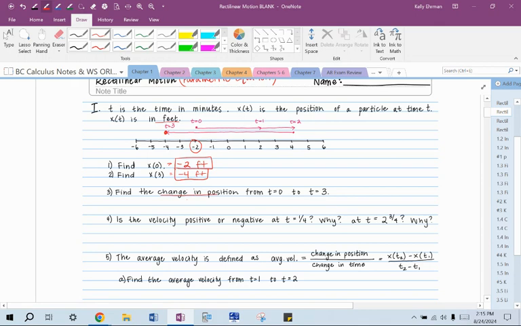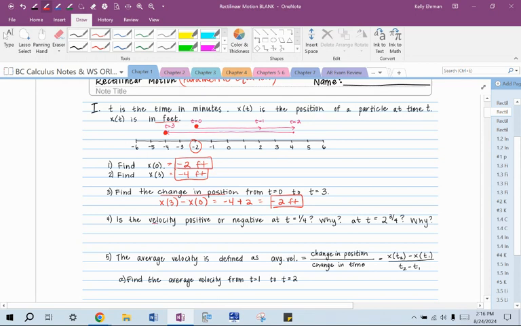Find the change in position from 0 to 3. So get in the habit of writing formulas out for this. Every time I see change in position, I'm going to show myself that in this case, the position function is x of t. So that's going to be x of 3 minus x of 0. It's always the later time minus the first one. So that's -4 minus -2, so that's a change of -2 feet. And if you look at the picture, all that means is compare the particle's position at 0 and at 3. At 3 seconds, the particle is 2 feet to the left of where it was at 0.